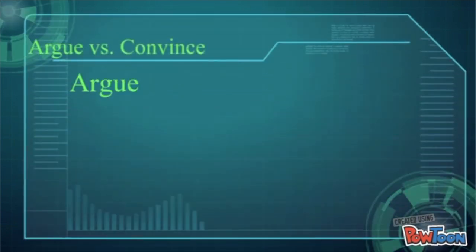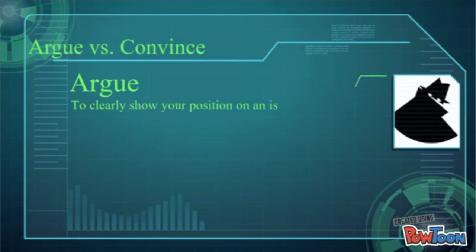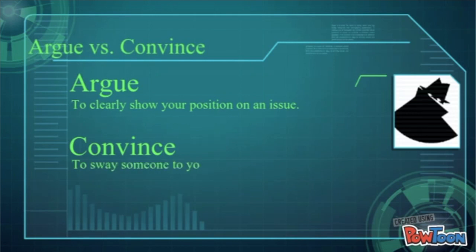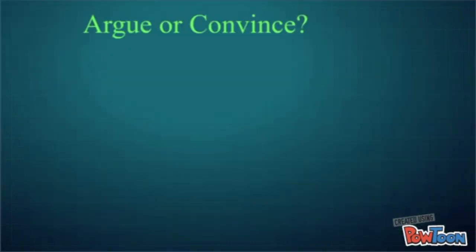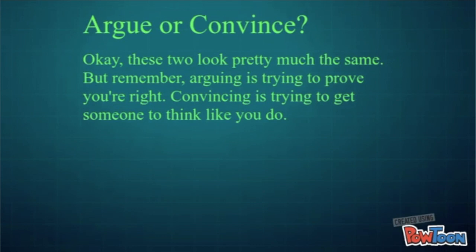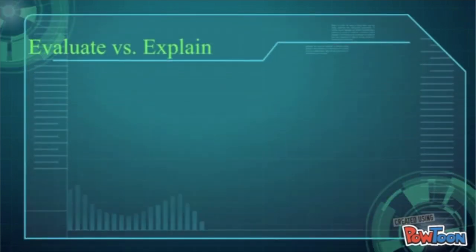Argue versus convince. Argue means to clearly show your position on an issue. Convince is to sway someone to your way of thinking. Argue or convince? Okay, these 2 look pretty much the same. But remember, arguing is trying to prove you're right. Convincing is trying to get someone to think like you do.